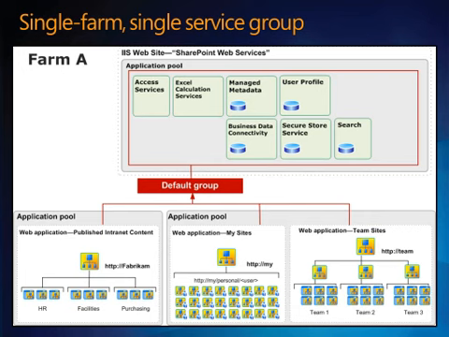Shown here is a single farm, single service group. The default group of services is used for all web applications in the farm. All sites have access to all service applications that are deployed in the farm. The advantage is that it has the simplest architecture. All services are available to all web applications. It is the most efficient use of farm resources, and all services are managed centrally.